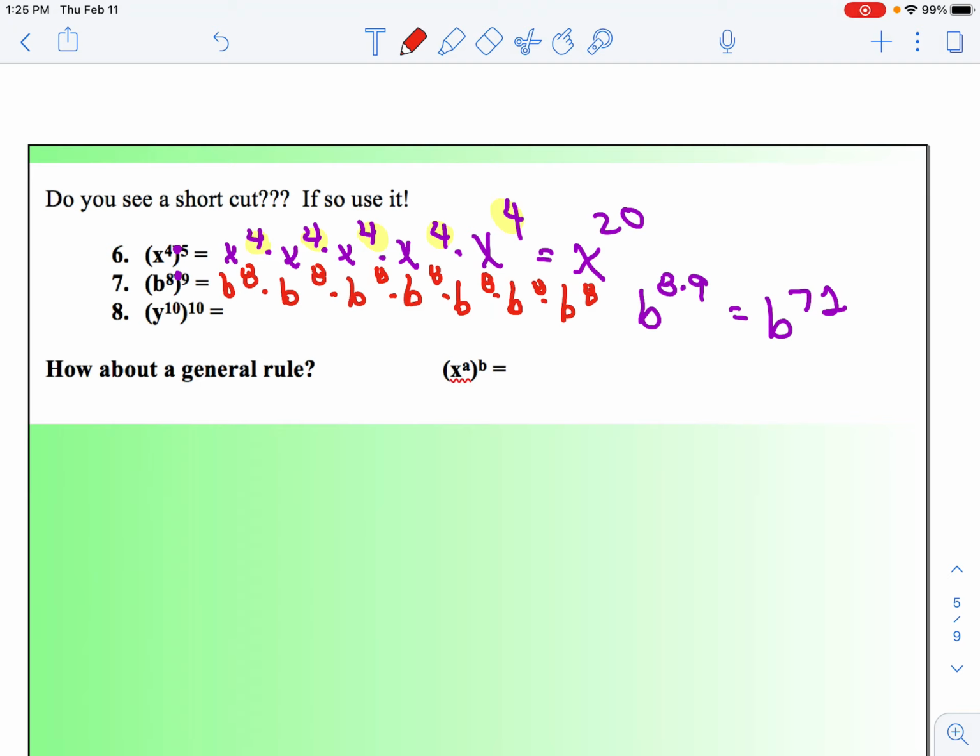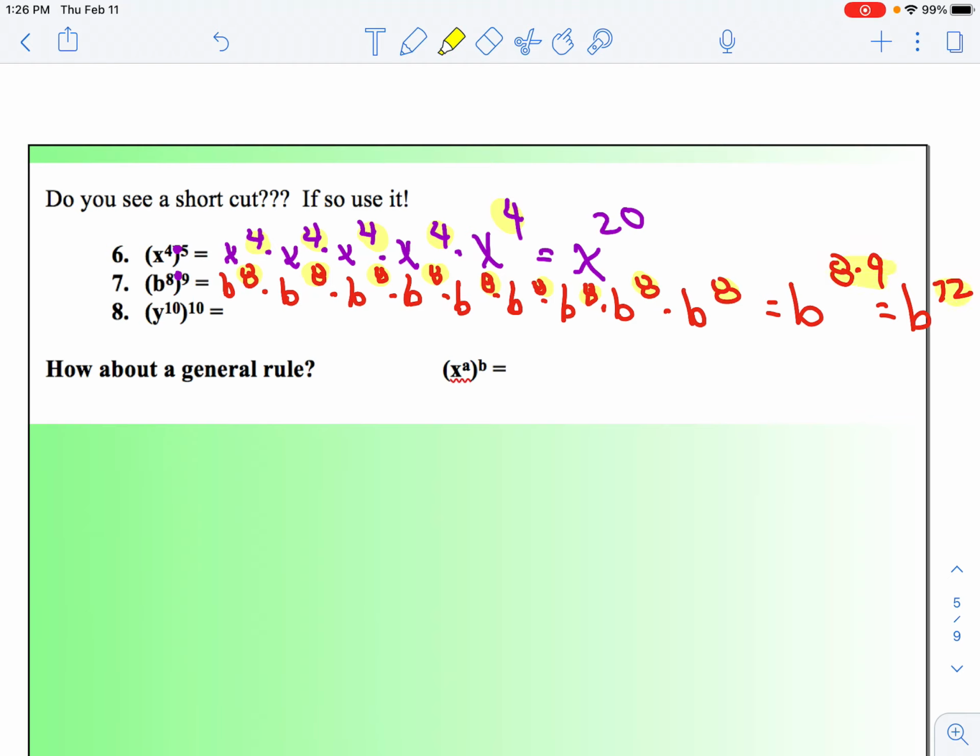How many do I have here? 1, 2, 3, 4, 5, 6, 7. I only have 7 of them. So here's 8 times and 9 times. So again, when I add 8 of these b's and 8 of these b's, remember, repeated addition is multiplication. So I am taking b to the 8 times 9th power, or b to the 72nd power.